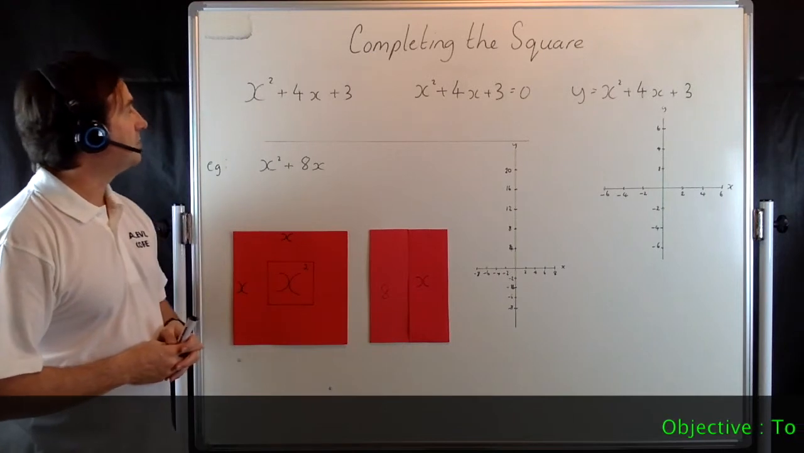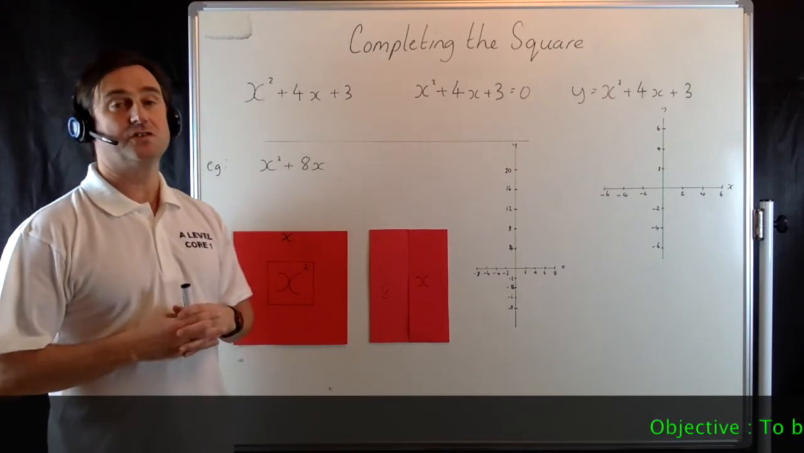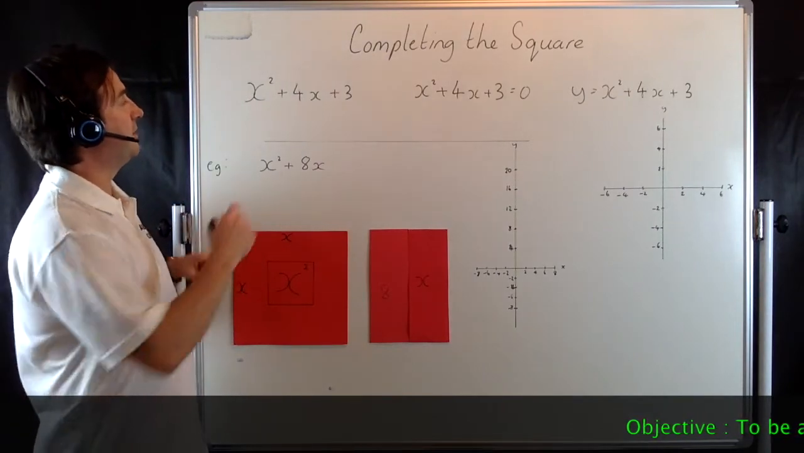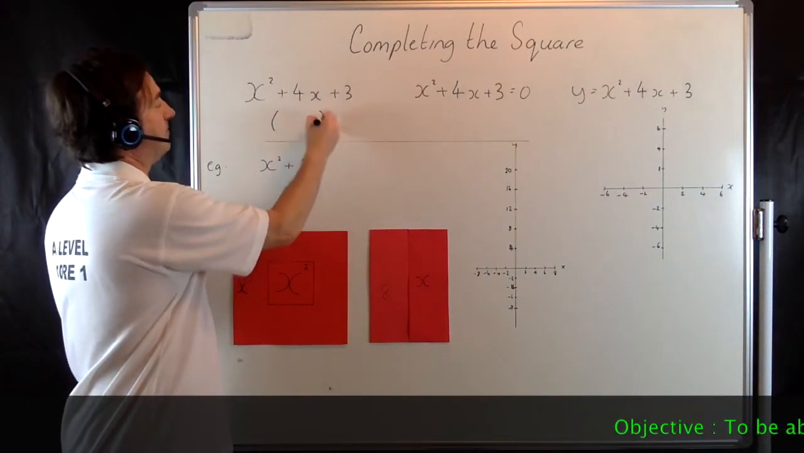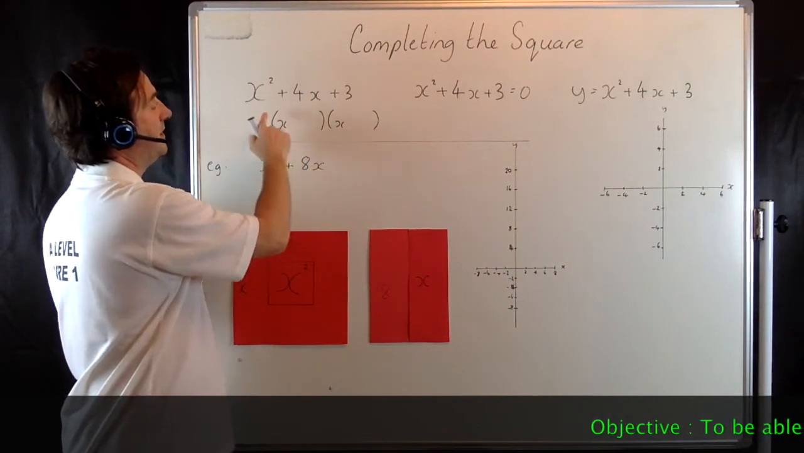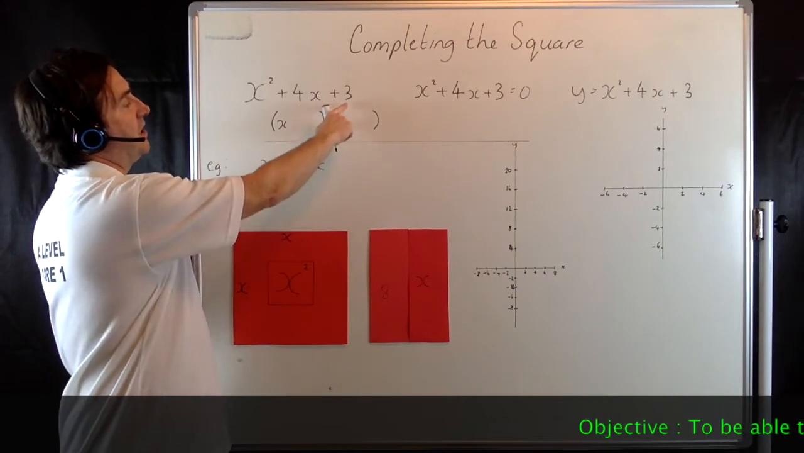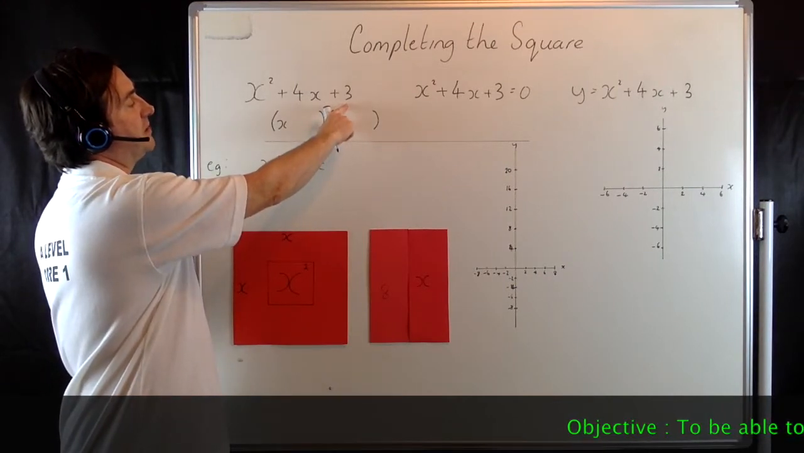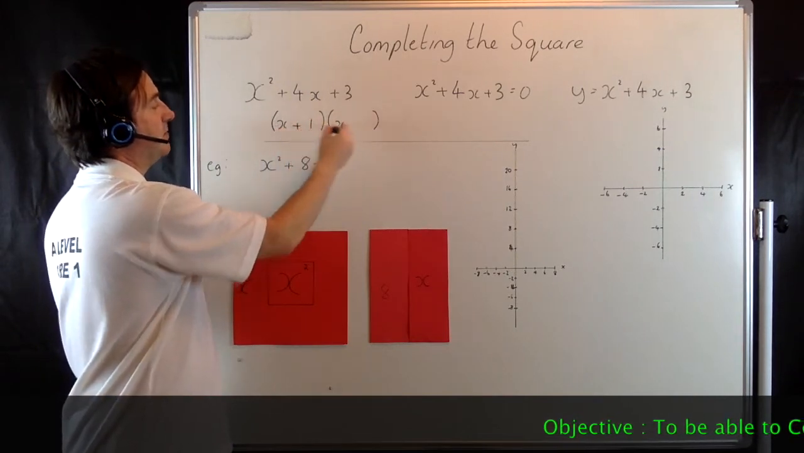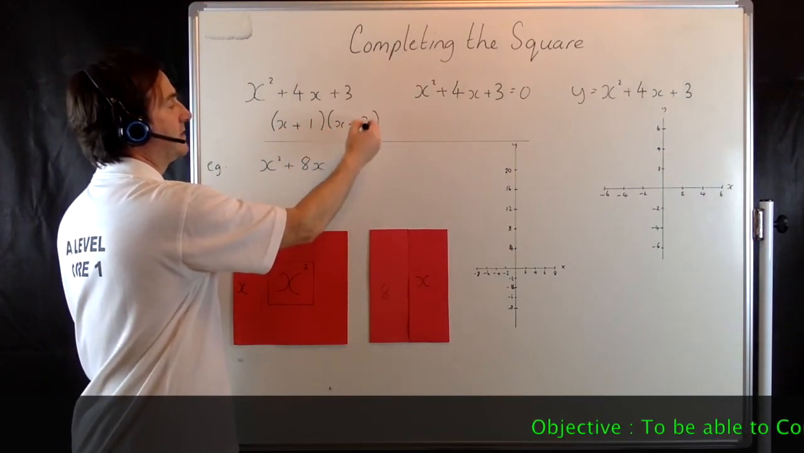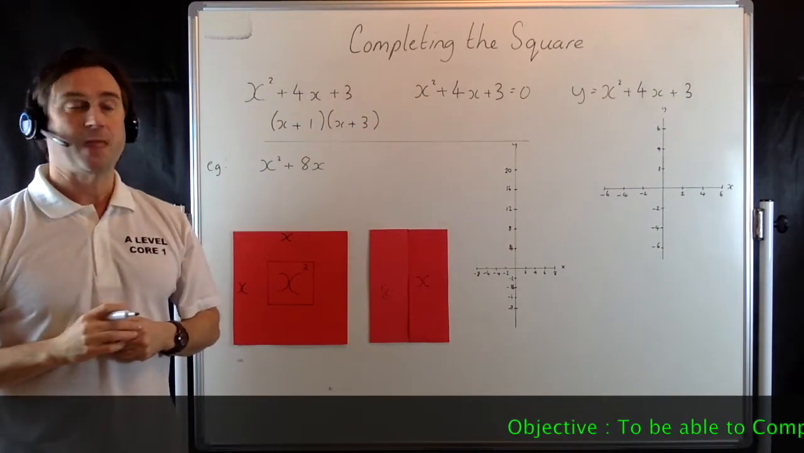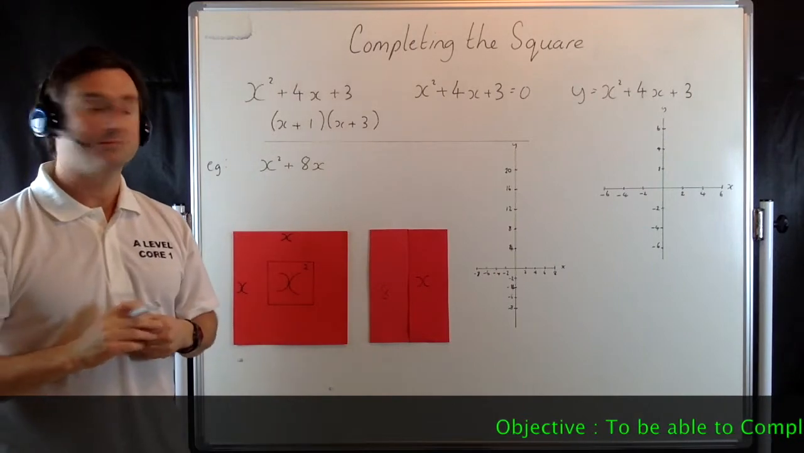So first off then, I want to have a look at these three expressions here, and I just want us to look at how we'd factorize them normally. If I'm going to factorize the first one, I'm going to put it into double brackets, and I'm going to have x and x. I need two numbers that multiply to give 3 and add to give 4. So I'm going to have x plus 1 and x plus 3. 1 times 3 gives us 3, 1 add 3 gives us 4. So I've factorised that expression.